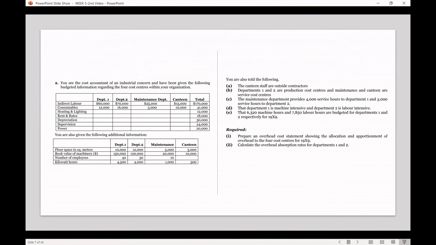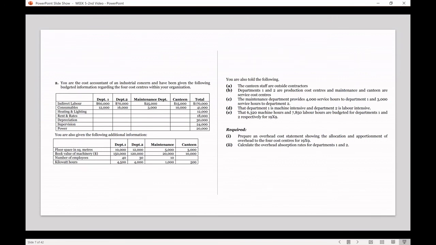So by going through the varying ones here, we have heat and lighting. What would be the best one for that, right? Between the four that we have here. For rent and rates, what would be the best one to do that? For depreciation, which one would it be? Book value, that speaks to depreciation, right? Supervision. Supervision would be based on how many persons you're supervising. So number of employees we're seeing here.